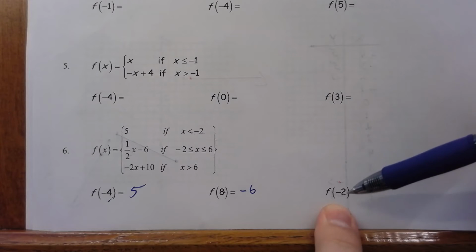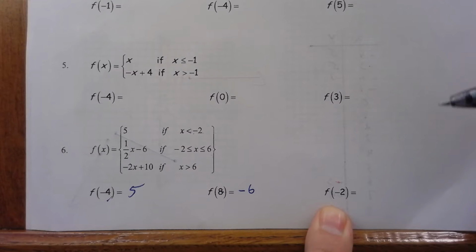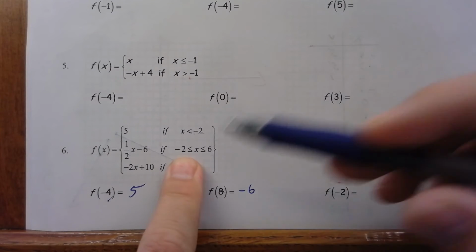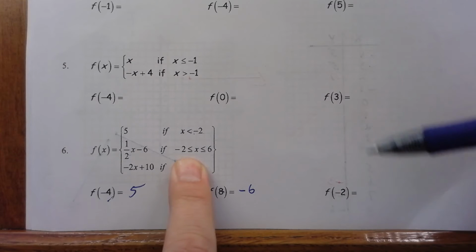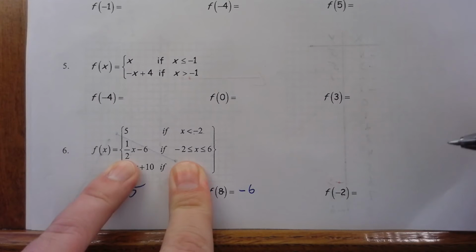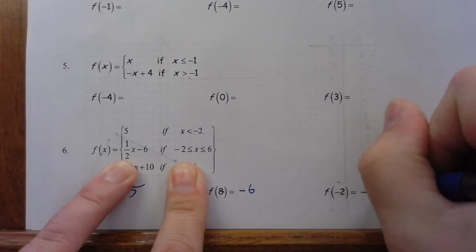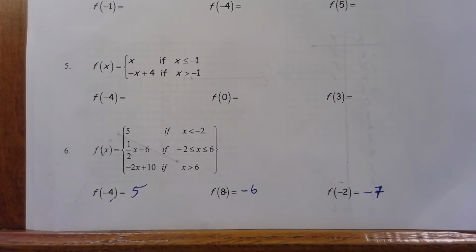All right, here we go. Is negative 2 less than negative 2? No. Is negative 2 less than or equal to negative 2? Yeah. So we're going to plug it into this middle equation. So what's 1/2 times negative 2? Negative 1. What's negative 1 minus 6? Negative 7. And there you go. So that's all you got to do for these. It's not that bad. You just got to stop and think sometimes for a couple of minutes. But you can do it.